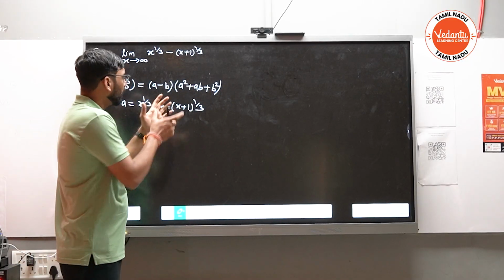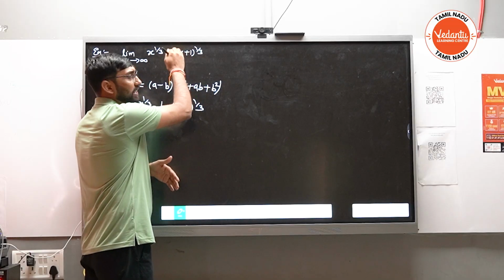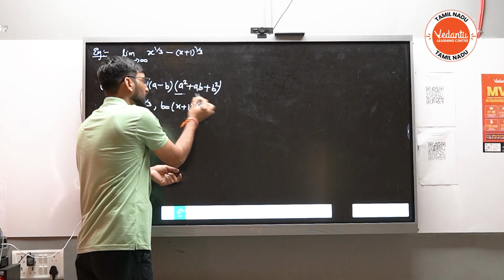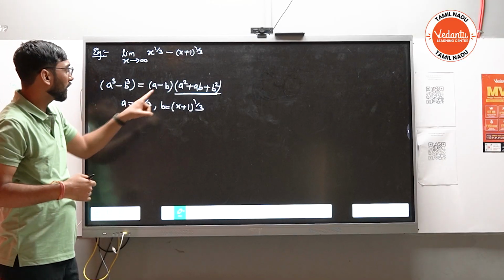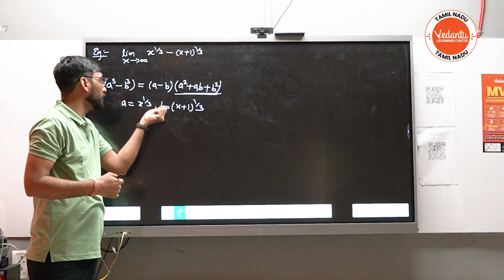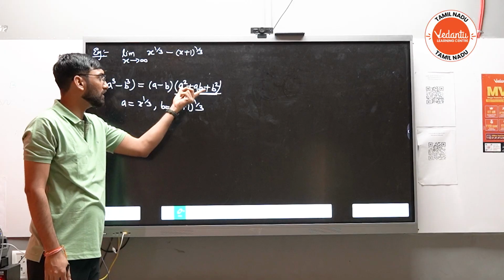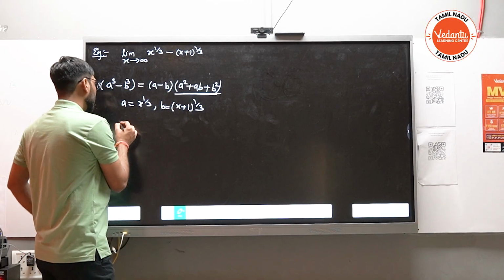So somehow, if I introduce this factor over here, it means I can write something. So let's do it. If a equals x cube, b equals x plus 1 the whole cube, what will it be?